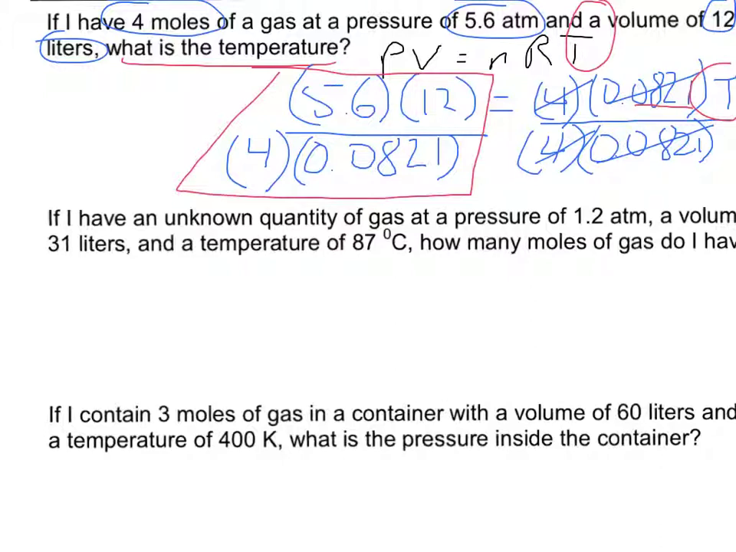Oh, so 0.0821 is only for liters, atmosphere, moles, and Kelvin? Correct. And then the other one is liters, millimeters of mercury, moles, and Kelvin. Correct. Oh, okay. Good job.